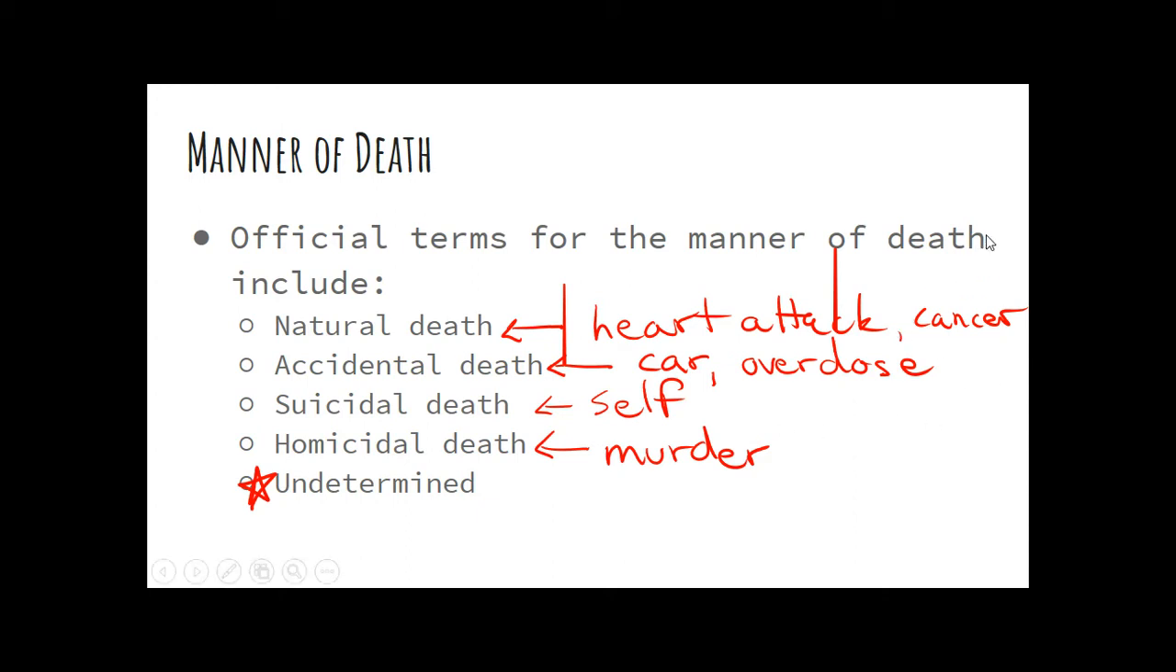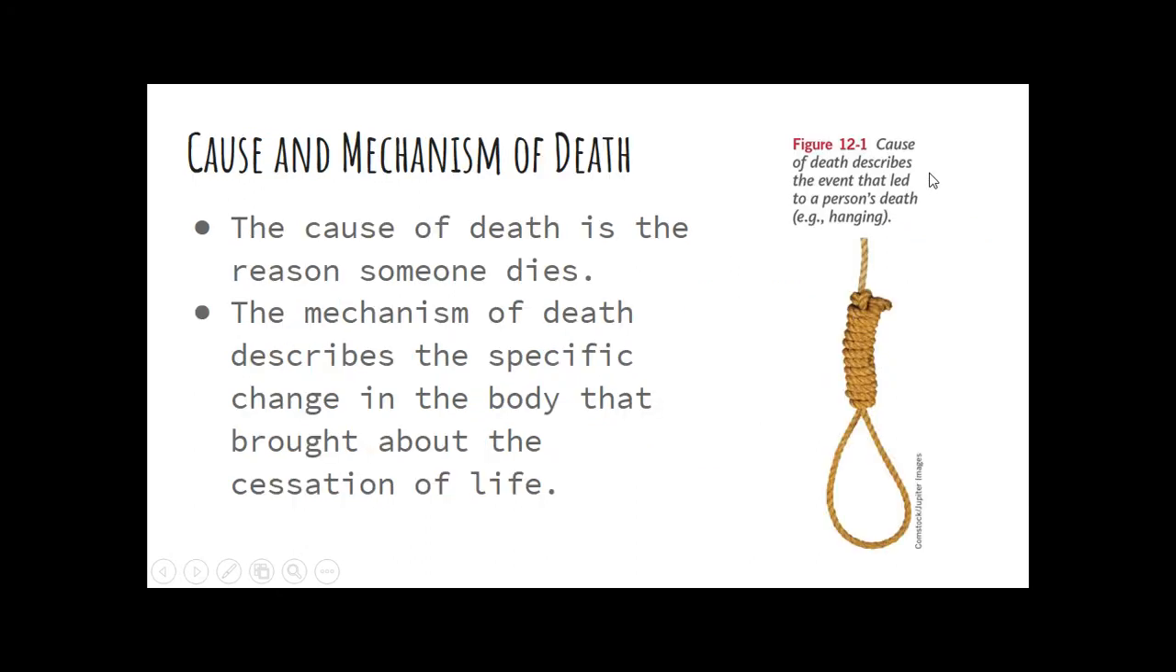All right, so the manner of death has to be one of these 5 things, but our cause and our mechanism of death are going to have a lot more options. And so I think a lot of the TV shows lead us to think that the cause of death would be homicide, but really the cause of death is the reason someone dies, not how, but the reason someone dies. So you could say that the cause of death that led to a person's death was hanging.